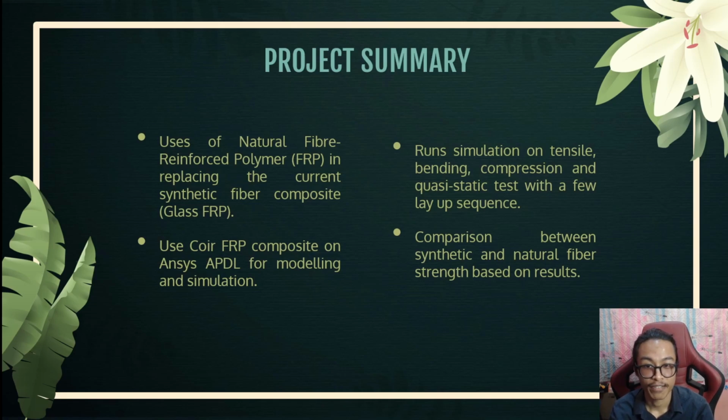Project summary. The project uses natural fiber reinforced polymer in replacing the current synthetic fiber composite, that is glass FRP, based on sustainable development goals, which consist of a universal call to action to end poverty, protect the planet, and use renewable sources. The material used in this project is coir fiber composite that runs on Ansys APDL simulation software for tensile, bending, compression, and quasi-static tests with a few layup sequences. After getting the results, the natural fiber was compared to synthetic fiber and a hypothesis was made whether the fiber can be used or not in our current technology.